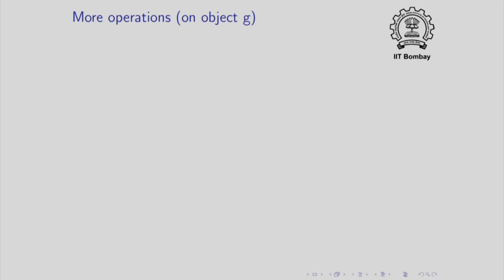Some more operations are also allowed. For example, you can hide an object. This is done by the member function hide. You can also show an object once it has been hidden. If it was hidden earlier, then if you say show, that will make G visible. If it was already visible, then this command will do nothing.